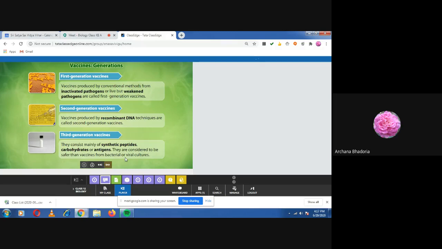Ma'am, which generation vaccine are we using? We are using all the different types for different diseases.